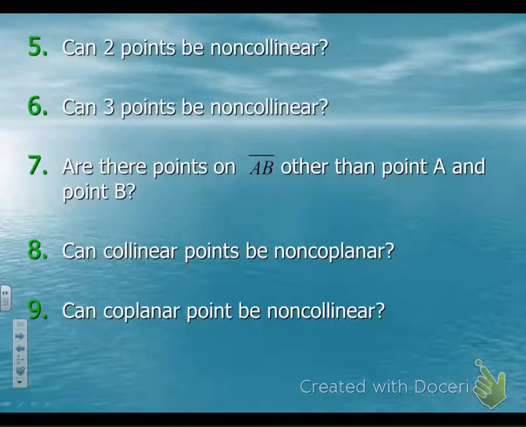All right, number 5, can 2 points be non-collinear? In other words, can you have 2 points that you could not draw a line through? The answer is no. You can always draw a line between 2 points. Can 3 points be non-collinear? Is it possible to have 3 points that you can't draw a single line through? The answer there is yes, of course.